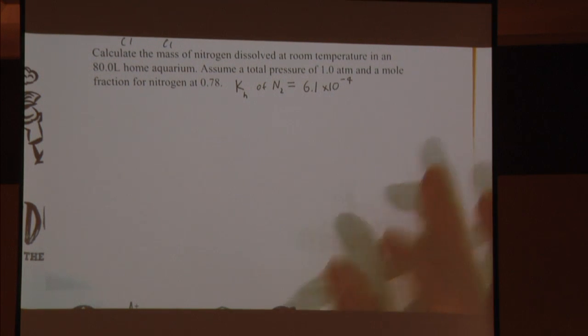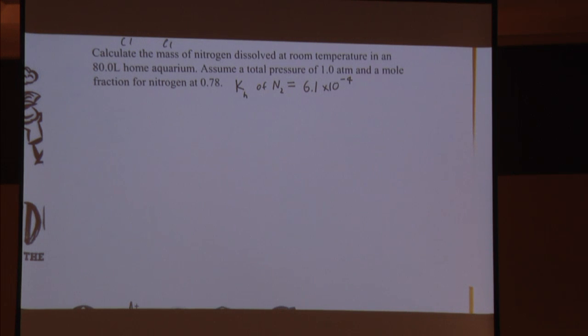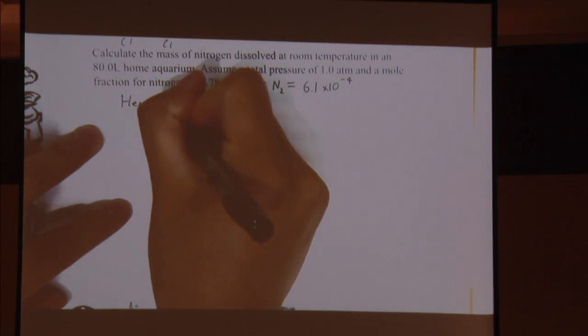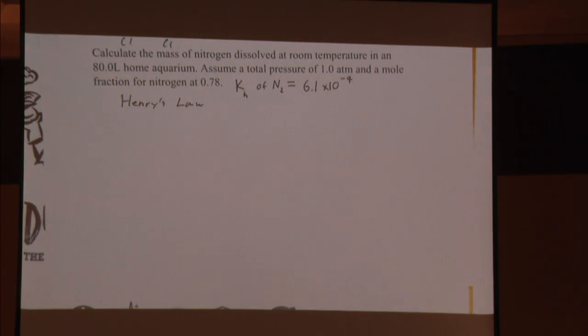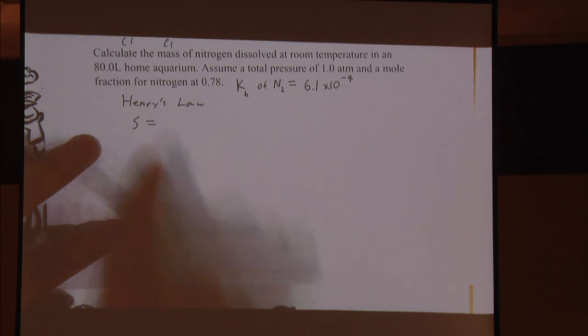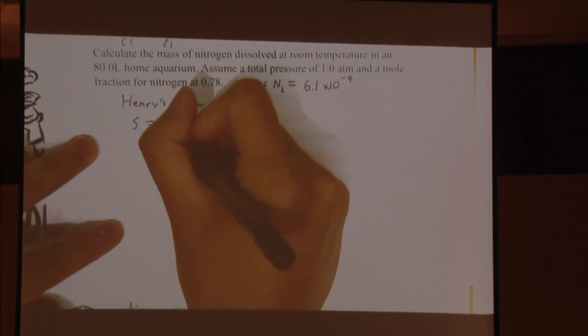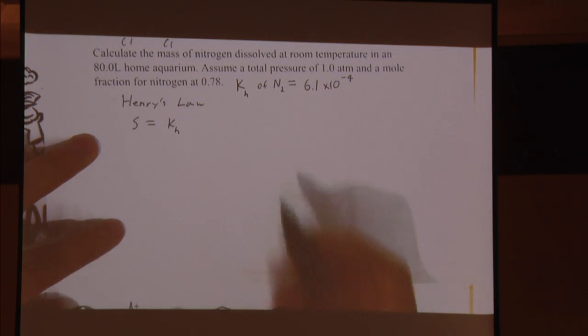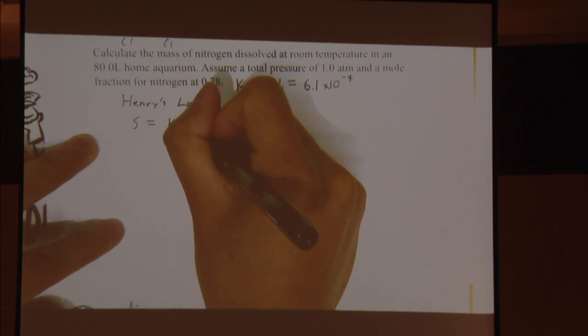We're calculating the mass of nitrogen dissolved at room temperature in an 80-liter home aquarium, and we're assuming a total pressure of 1 atmosphere and a mole fraction for nitrogen of 0.78. This is a problem where we need to apply Henry's law. Henry's law essentially says that our solubility, S, is equal to some Henry's constant for some gas times the partial pressure, P.